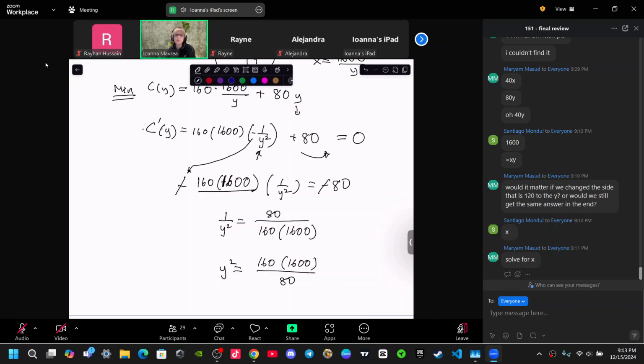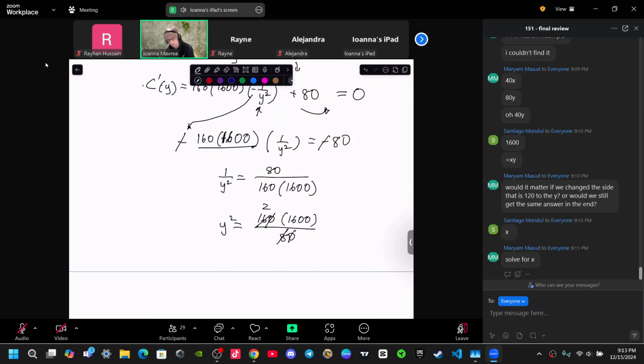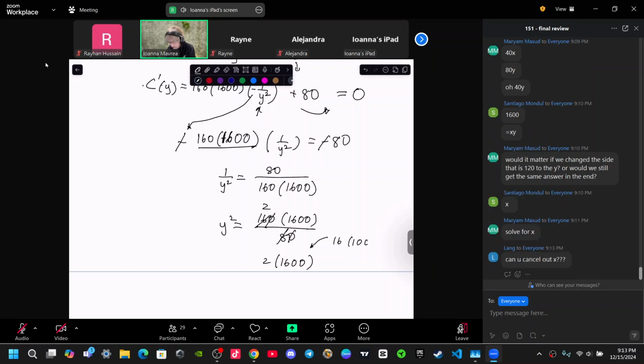Now, can you simplify? Yes, you can. We can get rid of a 0. We can get rid of that. So I have 2 of these. Do I need to simplify further? Absolutely not. But you could, if you want to, realize this is 16 times 100, both of which are perfect squares.